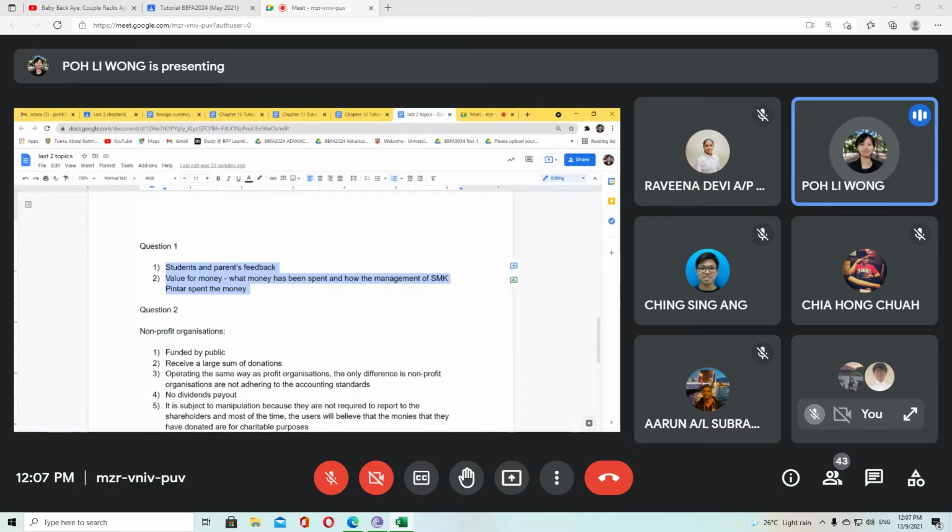Okay, another one is value for money: what the money has been spent on and how the management of SMK Pintar spends the money. Of course, if we ask for money, we will not spend unwisely. Definitely must spend wisely. Just like if we receive grants or funds from government for TAR UC, we will utilize the funds wisely. We cannot simply say, we receive so much fund, then we declare bonus. We declare bonus for every.